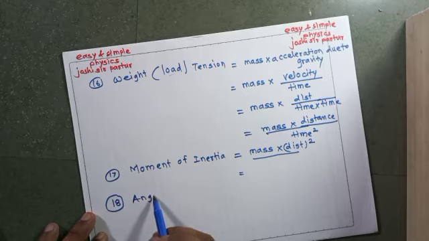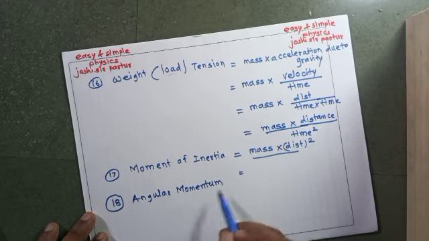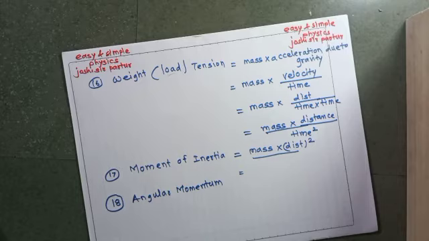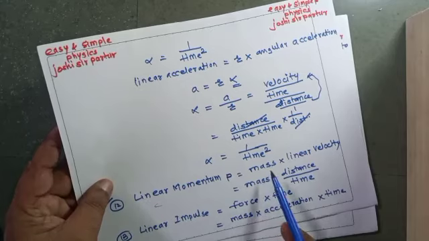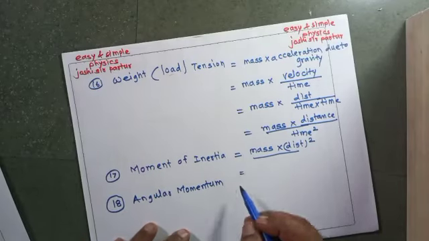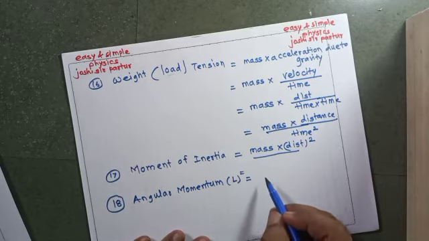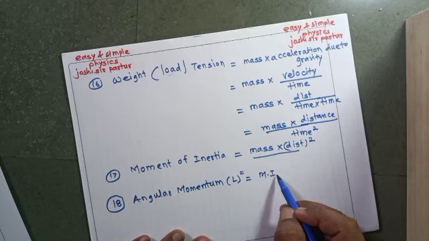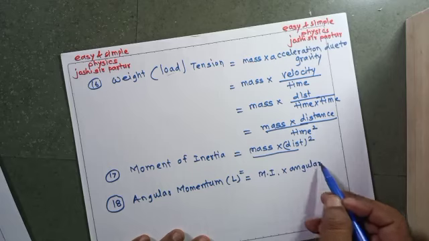So here the next definition will be angular momentum. We know that linear momentum is denoted by P, which is the product of mass and linear velocity. Angular momentum can be denoted by L. It is the product of moment of inertia and angular velocity.